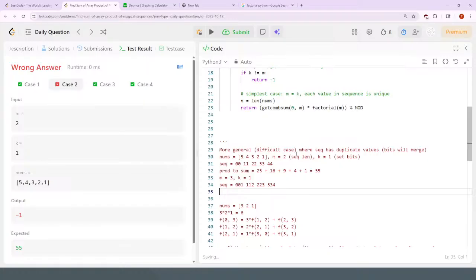So therefore the product sums would be 5 times 5 times 4, which is going to give you 100. 4 times 4 times 3 gives you 16 times 3, which is 48. 3, 3, 2, 9, 2, 18. 2, 2, 1 is 4. So that's going to give you 48 plus 18, 66, plus 4, so that's 170.